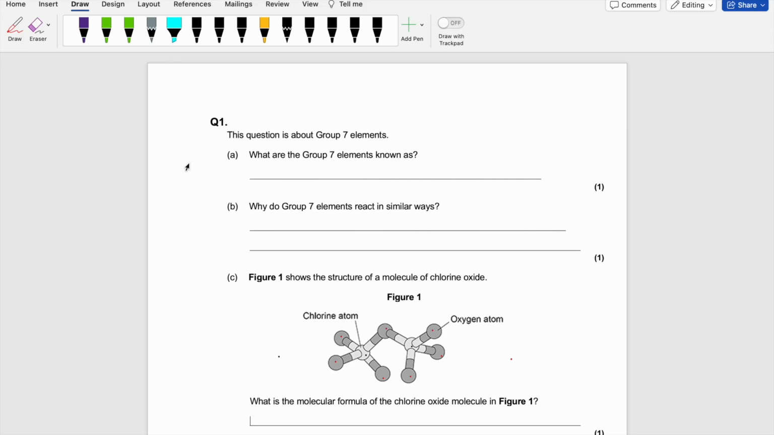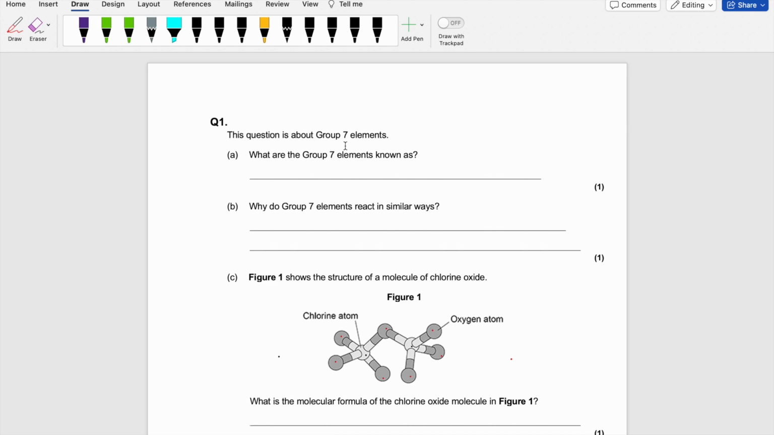Hi guys, this question is about chemistry and it's also incorporating some science skills into these questions. So I'm going to look at some chemistry, but also look at some skills and how we improve our exam technique and how we can use the exam paper to help us answer some questions. So this first question is about group 7 elements. So this is looking at atomic structure in the periodic table.